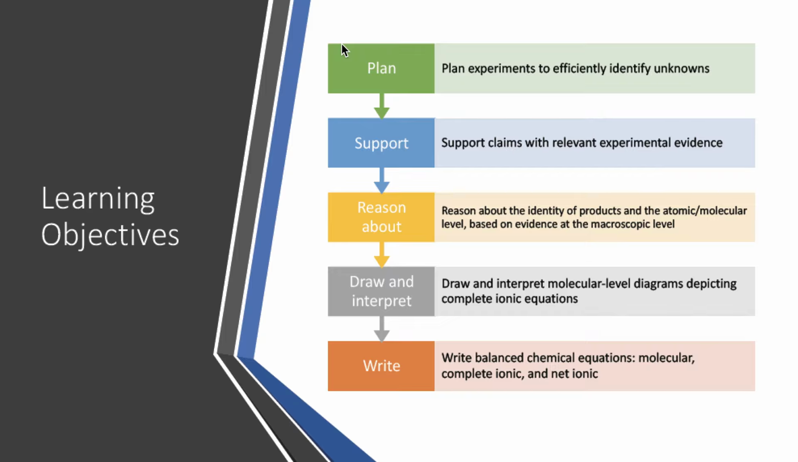So again, you're transferring between the things that you observe in lab and the symbolic notation that we use to write about them in chemical equations. You'll also be asked to draw and interpret molecular level diagrams depicting ionic equations or complete ionic equations. And we'll go over that in case you don't remember from Chem 105. So writing chemical equations, the molecular, complete ionic, and net ionic equations is another important goal for today.